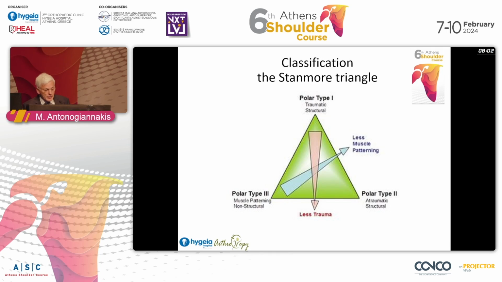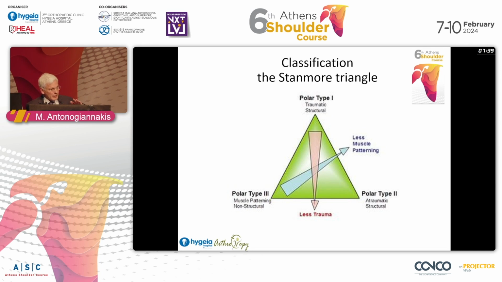And there is a classification, the Stanmore triangle. What this triangle says, which is so important for me at least, is that we have polar type 1 instability, which is a traumatic instability in a person that has normal anatomy. And then there are type 2 and type 3 instabilities, where trauma becomes less important.